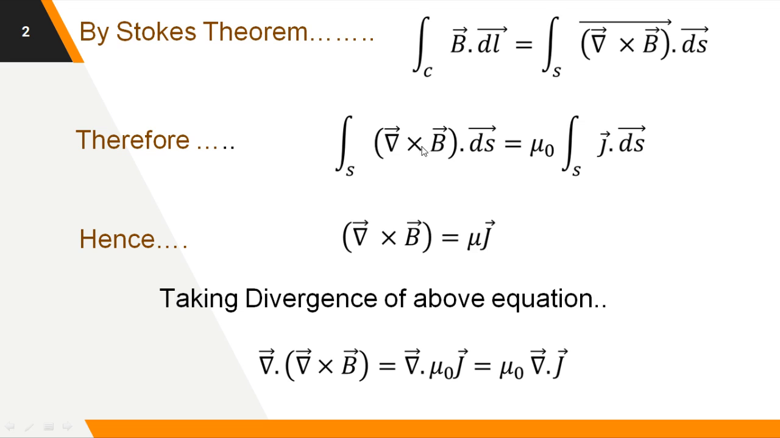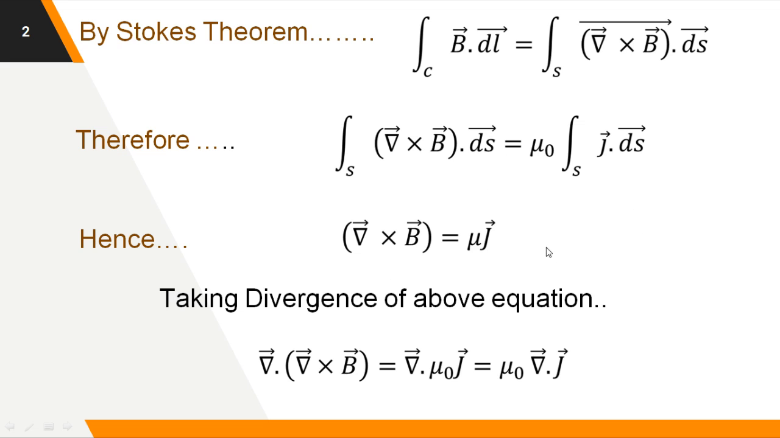When you equate them, del cross B is equal to mu naught J for air or vacuum. For any other medium, mu stands for the permeability of the medium, and mu naught stands for the permeability of air or vacuum. These two are related: mu is equal to mu naught into mu r.